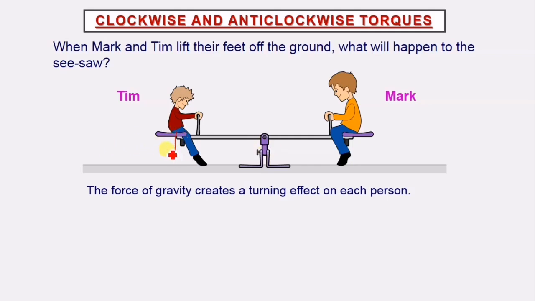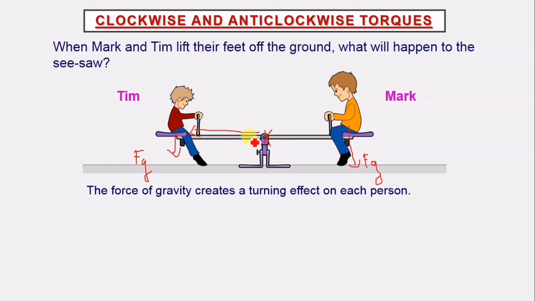So here for sure we have the weight of Tim, Fg, which is downward, and here I have the weight of Mark, which is also Fg, which is downward. Which one is heavier, Mark or Tim? Mark. So for sure this force will be larger than the force exerted by Tim. And where is the pivot? The seesaw is turning around a fixed point, here, at the middle.